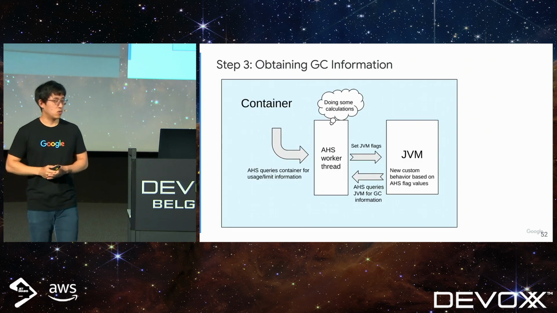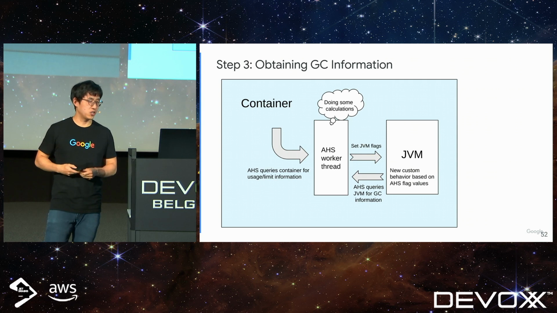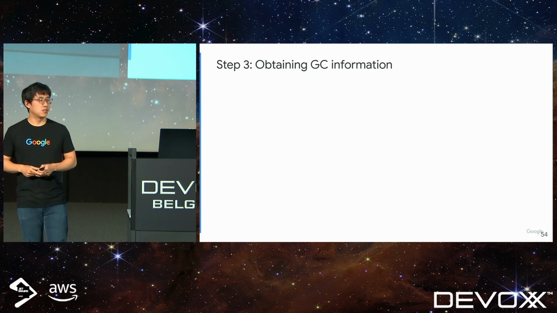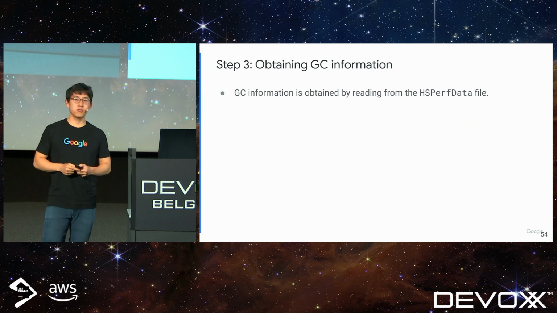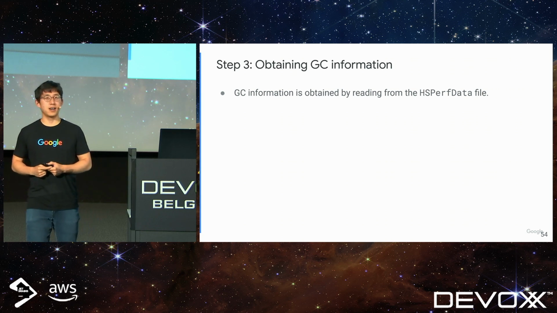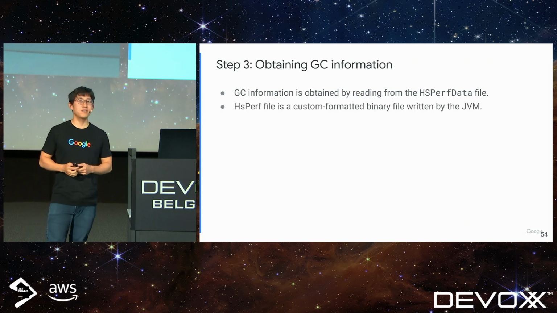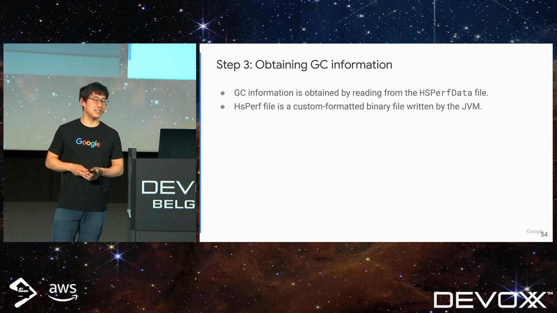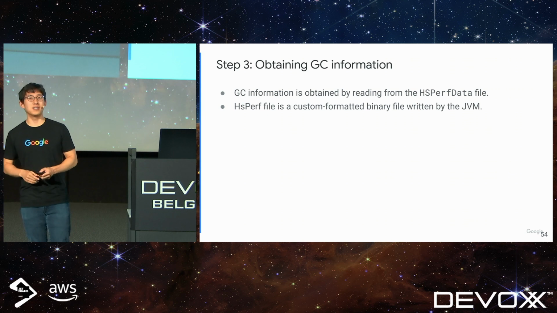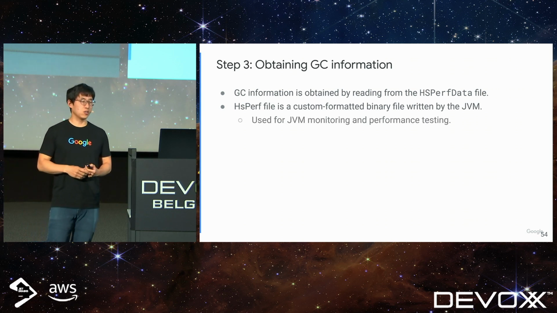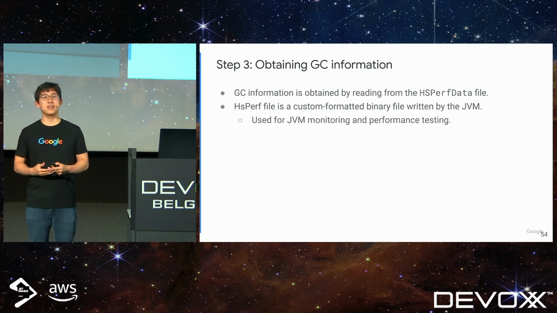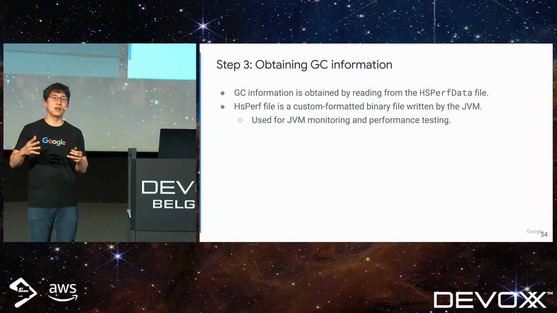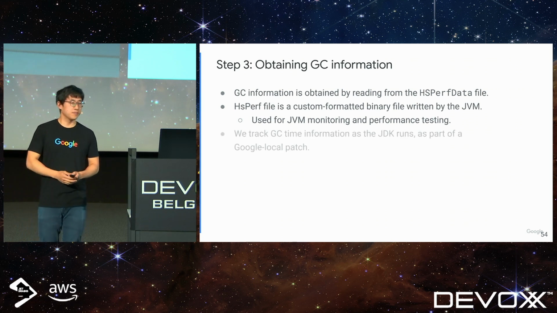Okay, now let's go to obtaining GC information. For that, we have to read from the hsperf data file. So what is hsperf data? If you've used JVM, you may know about this, but it is basically just a custom formatted binary file written to by the JVM. It's useful for monitoring and performance testing, and you can write hooks in your code that will write data to this file.